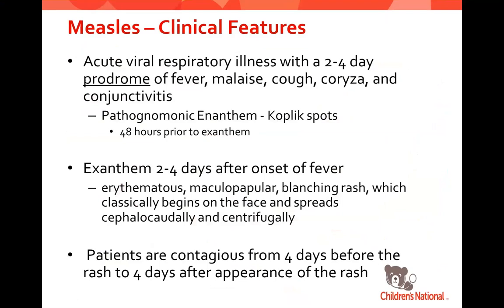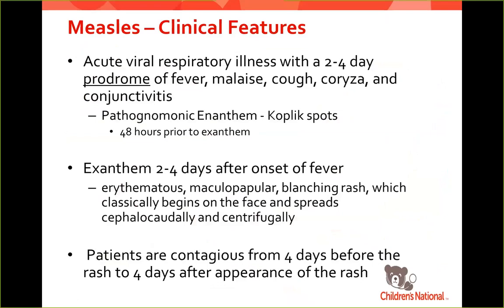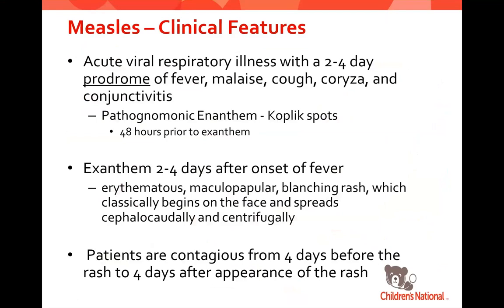So let's talk about the clinical features of measles. Measles is an acute viral respiratory illness that begins with a 2 to 4 day prodrome of fever, malaise, and then those 3 C's: cough, coryza, and conjunctivitis. The fever can be as high as 105 degrees Fahrenheit with measles. Another clinical feature I wanted to point out is that the conjunctivitis with measles is that classic conjunctivitis where the eyes are red, can be very watery and itchy, and we can have a lot of sensitivity to light, so patients may present with photophobia as well.